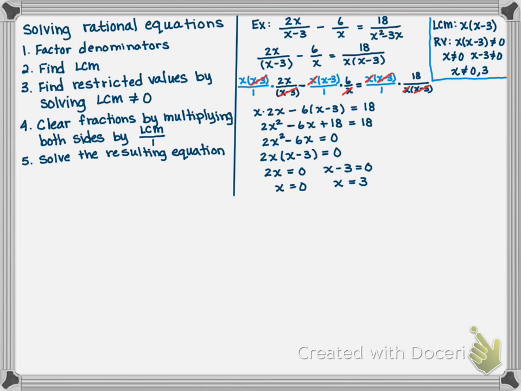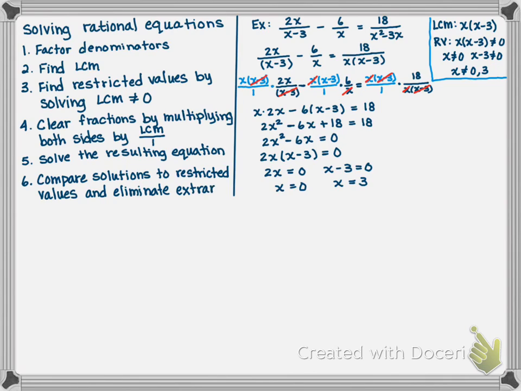And so then this is where those restricted values come in. Our last step is to compare our solutions to the restricted values and eliminate what we call extraneous solutions.